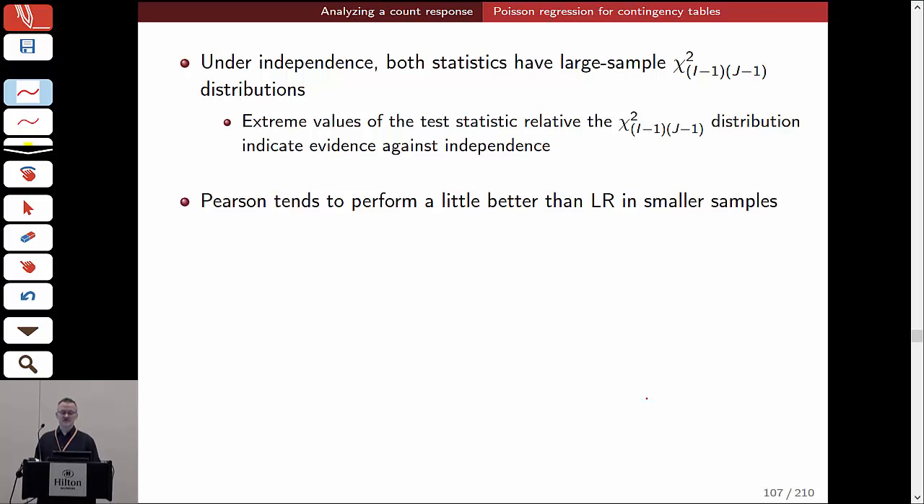Under independence, both of these statistics will have large sample chi-squared distributions with (I-1) times (J-1) degrees of freedom. That is, the number of degrees of freedom equals the rows minus 1 times the columns minus 1. In both cases, extreme values of the test statistic indicate evidence against the null hypothesis. So large values of the Pearson or likelihood ratio statistic indicate evidence against the null. We tend to prefer the Pearson statistic because it performs a little bit better than the likelihood ratio in smaller samples. So if we're just doing a test for a contingency table, we'll just focus on using the Pearson. I don't really bother using the likelihood ratio test.